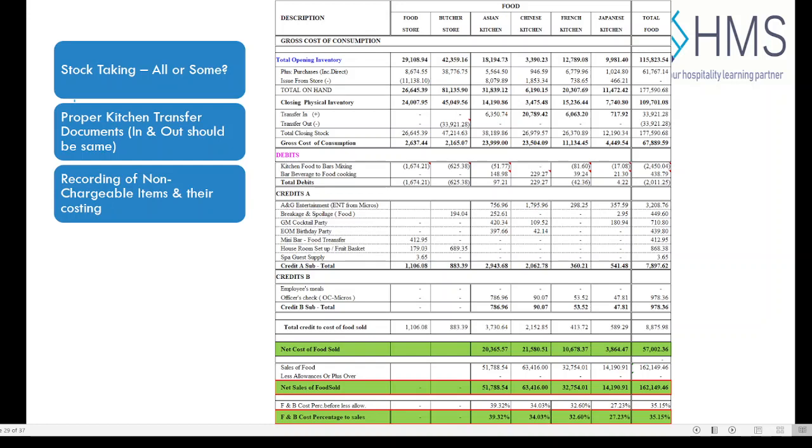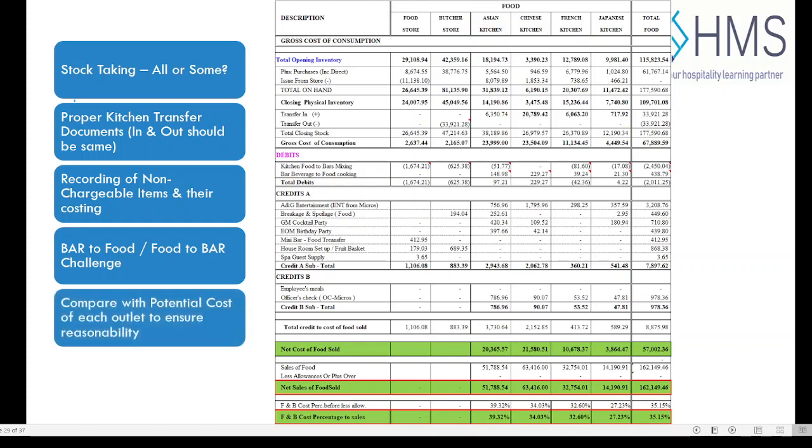Many hotels follow a fixed percentage, but that's normally not a good idea, because in case the costs are very high in certain items, you transfer a lower amount, and if the costs are very low on those items, you transfer a very high amount, making the cost even lower. Bar to food transfer again is usually a challenge because of the lack of records.